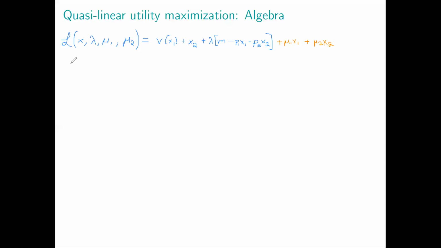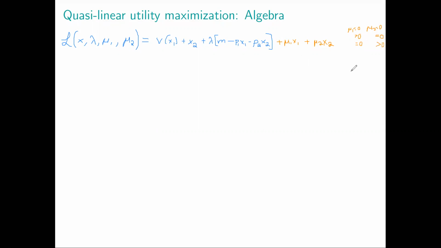And the thing that's going to go on here is we're going to check cases. So mu1 equals 0, mu2 equals 0, mu1 greater than 0, mu2 equals 0, and, sorry, whoops, also mu1 equals 0, mu2 strictly greater than 0.